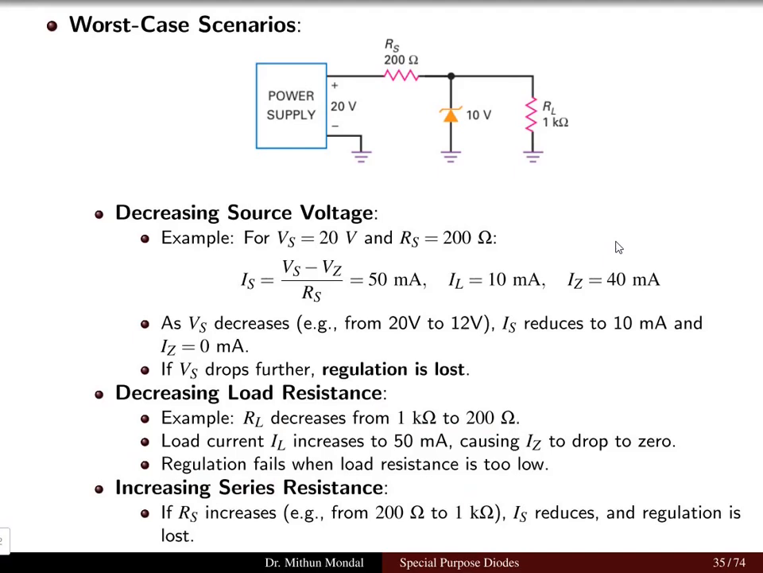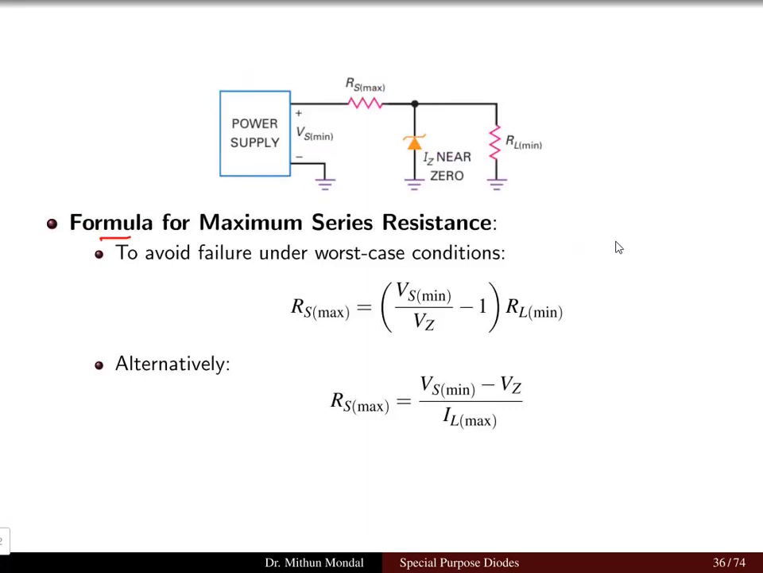Now the third resistance we have is the series resistance. If we increase it from 200 ohms to 1 kilo ohm for an example, then IS will be reducing and again the regulation will be lost. So these resistances play an important role in the regulation of the Zener diode circuit. What is the formula to determine the maximum series resistance? So the resistance which is connected in series, what should be its maximum value?